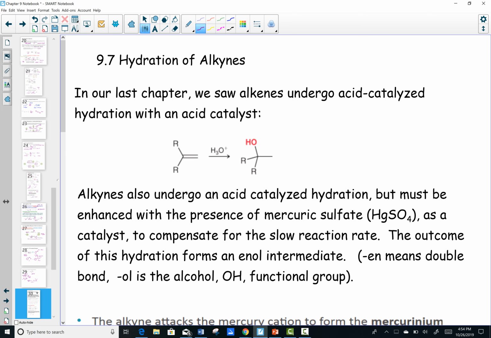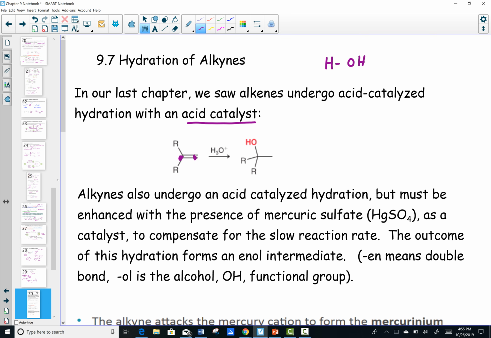Nine 7, we're in the home stretch. Hydration of alkynes. You think of hydration as HOH, adding a hydrogen and a hydroxyl group across the double bond in last chapter, and a triple bond in this chapter. This was one of the very first reactions we actually spent time with in chapter 8 together, taking a double bond in an acid catalyzed reaction.